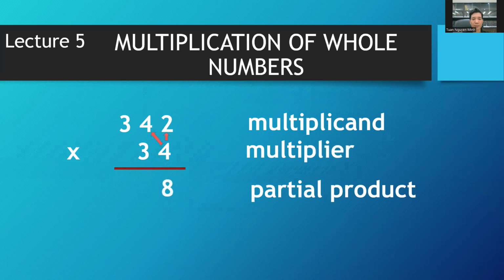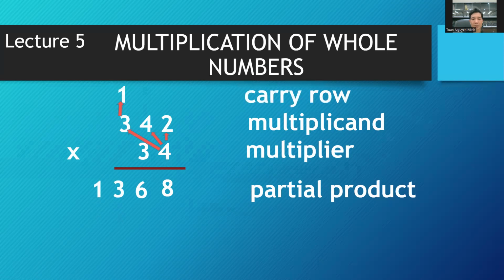And next step, 4 by 4, you got 16, so you write 6 here, and on the carry row, you write 1 here. Next step, you multiply 4 by 3, so you got 12, and add 1, so you got 13.